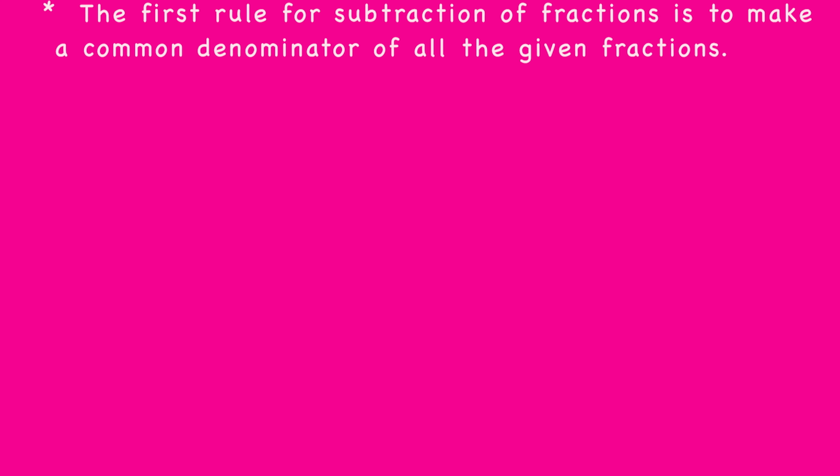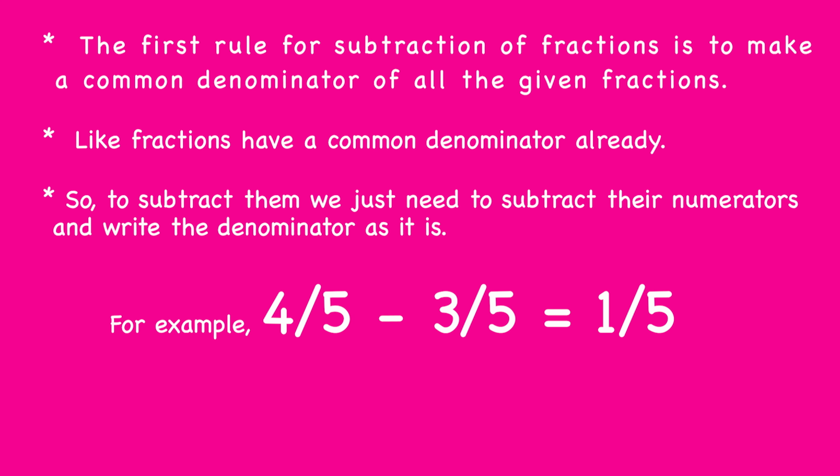Subtraction of fractions follows the same steps and same rules as the addition of fractions. The first rule of subtraction of fractions is to make a common denominator of all the subtrahends. Like fractions have a common denominator already, as we discussed in our last video. So to subtract them, we just need to subtract their numerators and write the denominator as it is. For example, 4 by 5 minus 3 by 5 is equal to 1 by 5.